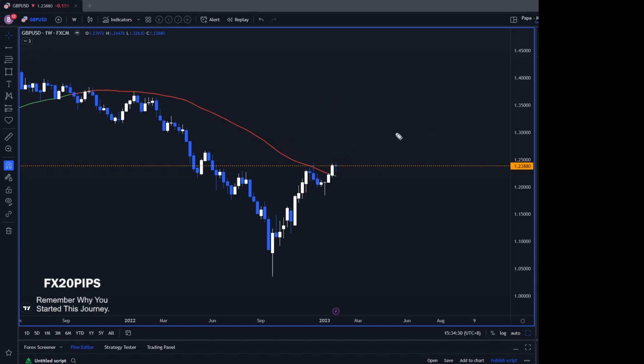Where it goes here, we don't know. Again, like what I say, it has not closed anything above 1.2400 on this weekly time frame. Will the news this coming week push it up? Yeah, we don't know, but we need to follow the candles.